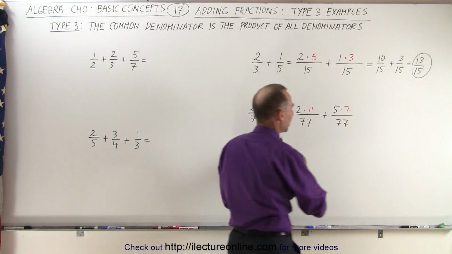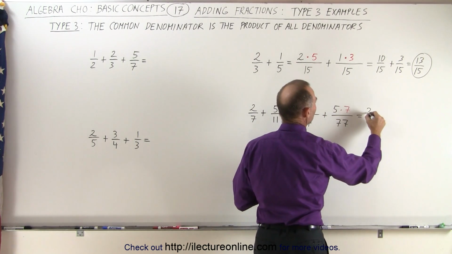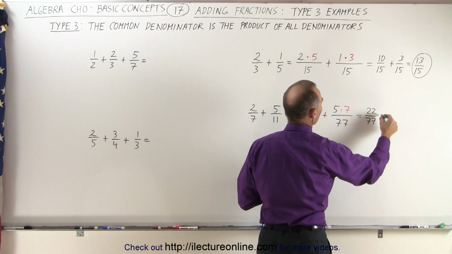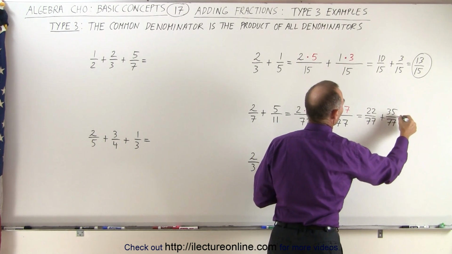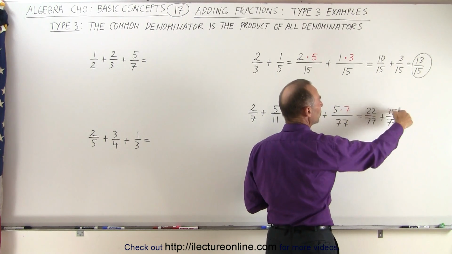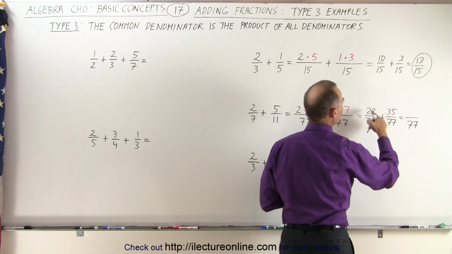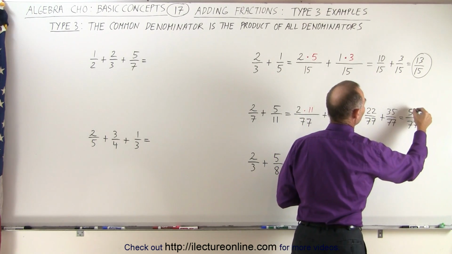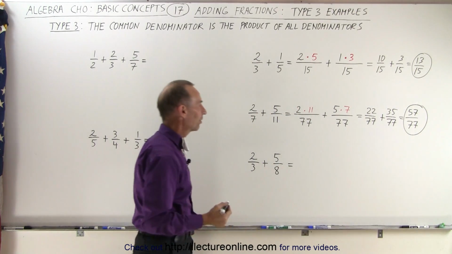So now we have the common denominators. We clean up the numerators. So 2 times 11 is 22 over 77, plus 5 times 7 is 35 over 77, which means when we now add those numerators together, because we have a common denominator, which is 77, 22 plus 35 is 57. And that would then be the final answer of that summation.